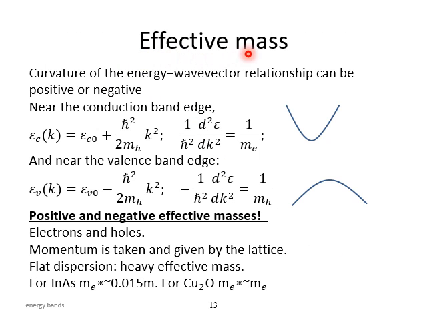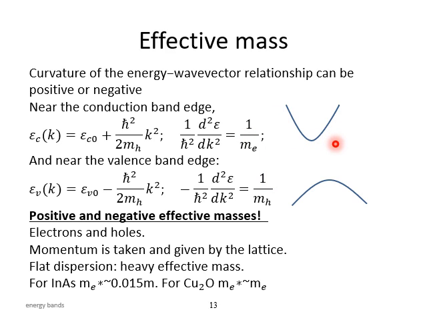So the effective mass is related to the curvature of the energy wave vector relationship. And that curvature, as you previously saw, can be positive or negative. We'll talk a little bit about where that positive or negative curvature can come from in terms of mathematics and theory.